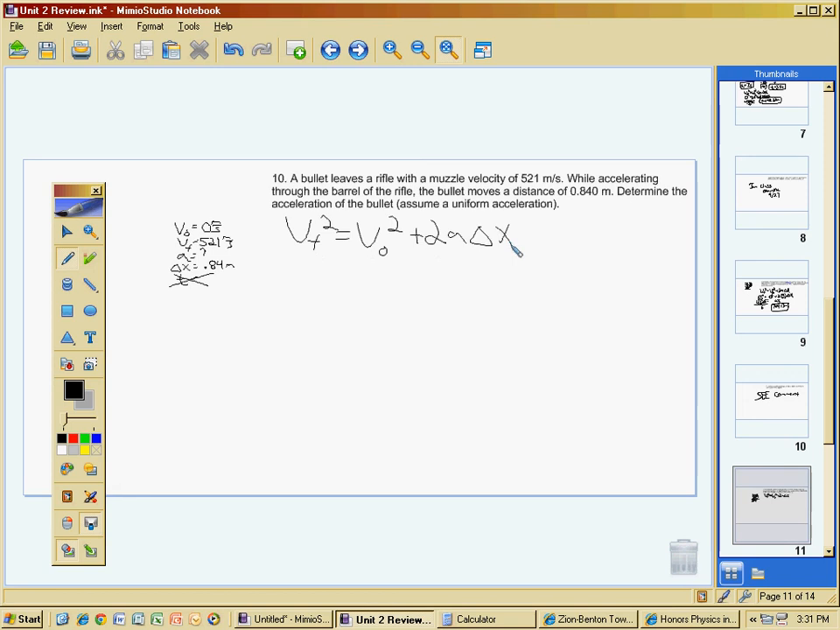And we plug in what we know. 521 squared, 0 squared, 2 times 0.84. Oh, I'm sorry, that was delta x. We're solving for a, so I'll just put it back here. It doesn't really matter. I'm having an off day apparently.